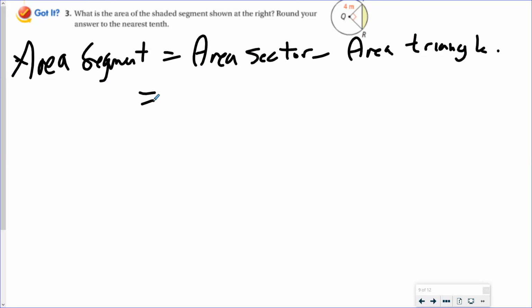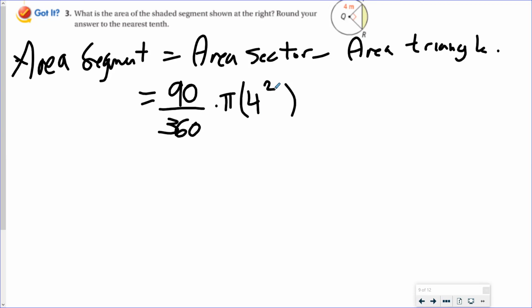Now, the area of a sector, what is it here? Look here, the measure of arc PR is 90. So I will say 90 over 360 times pi times the radius of the circle squared, which is 4 squared. The area of a sector is the angle 90 over 360 times the area of a circle, minus the area of the triangle. Look at here now.